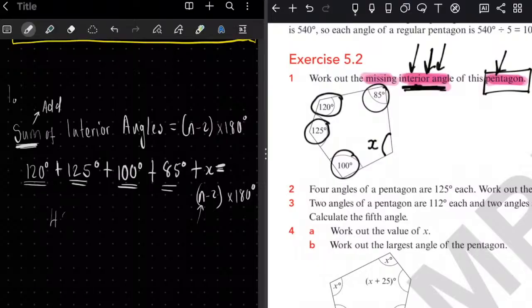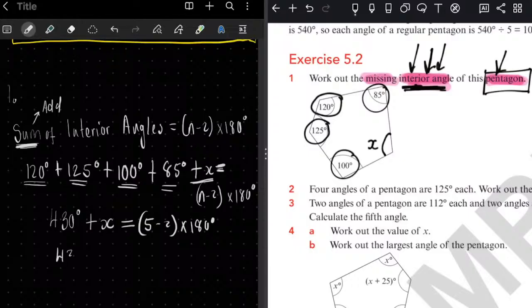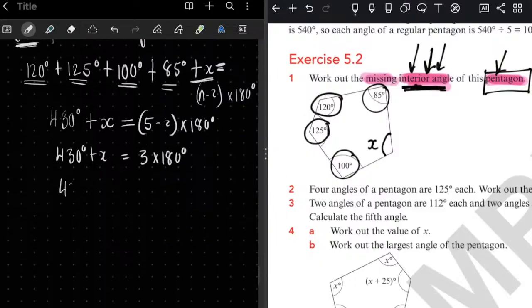430. So we will say 430 degrees plus x is now equal to n minus 2 times 180. And we said our n is 5 because the shape has 5 sides. So it will be equal to 5 minus 2 times 180 degrees. So you now say 430 degrees plus x is equal to 3 times 180 degrees. You now say 430 degrees plus x is equal to 540 degrees. Are you seeing?